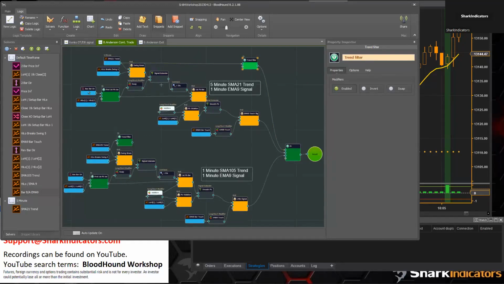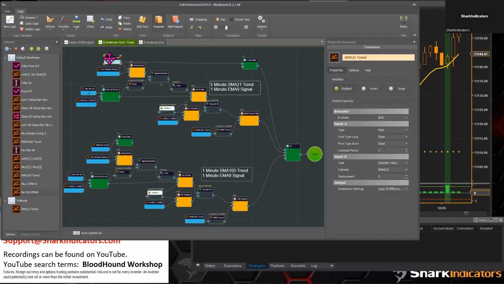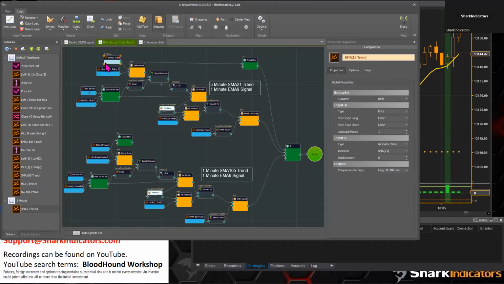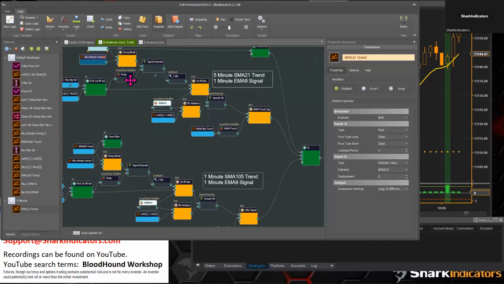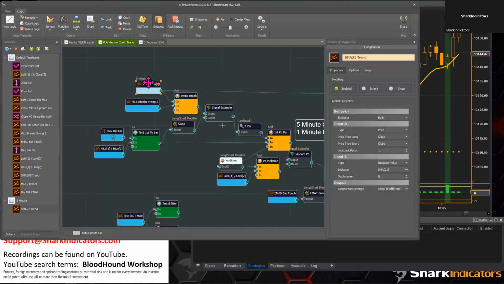All right, so let me continue to go through the Q&A window here. So Julius is asking, would you show me the SMA21 solver again? So that was this guy up here, the SMA21 on the 5 minute chart. Of course, we can see that this is on the 5 minute chart because it puts that little 5 minute label above the solver.